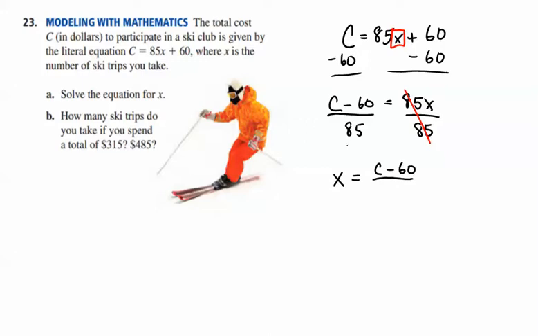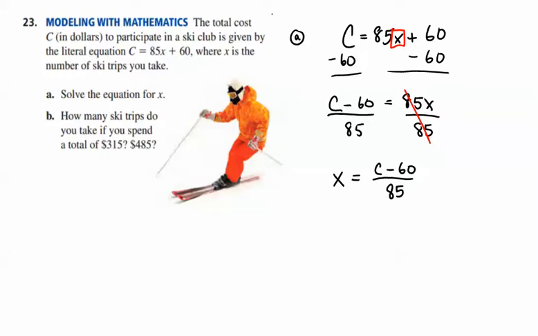C is the total cost of the trip. Take away $60, which was the one-time non-refundable fee regardless of how many trips you take, and when we subtract 60 from the total cost, that amount will give us a number that is a multiple of 85. And so when we divide by 85, we're going to get how many ski trips the person went on. So we did A, which is to solve that equation for x.